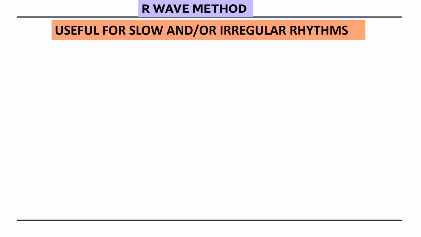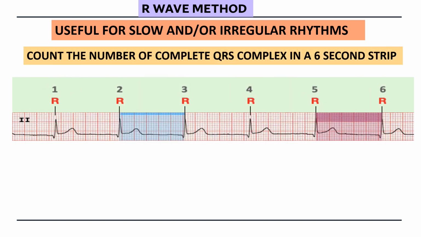Our third method is the R wave method, and it is used for slow and irregular rhythms, especially in cases of atrial fibrillation. So here we have the ECG, and let us see what we do in the R wave method. Firstly, we have to count the number of complete QRS complexes in a 6-second strip, meaning the number of R waves appearing in the 30 large boxes.